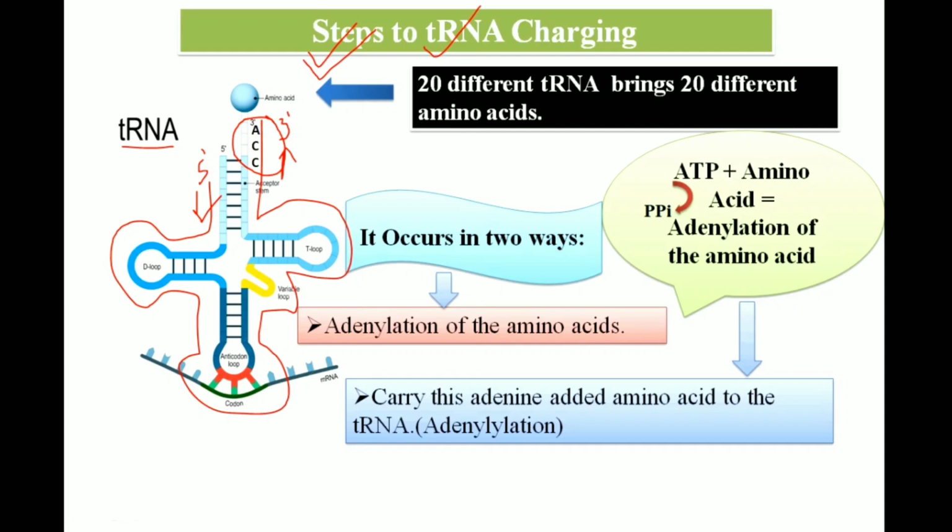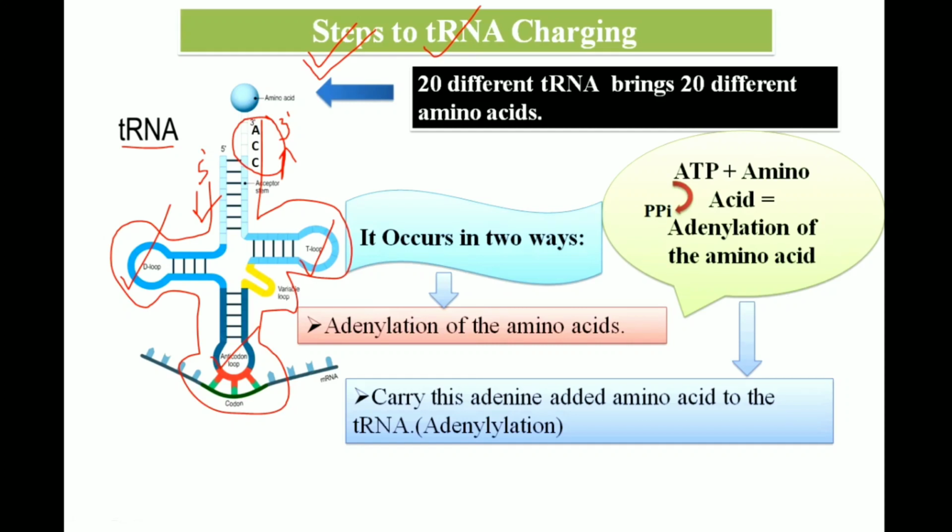On the left hand side, if you consider here, we have a D loop, and downwards we have the anticodon loop, and on the right hand side we have the T loop. The anticodon loop bears the anticodon site, where it will attach to the complementary codon.